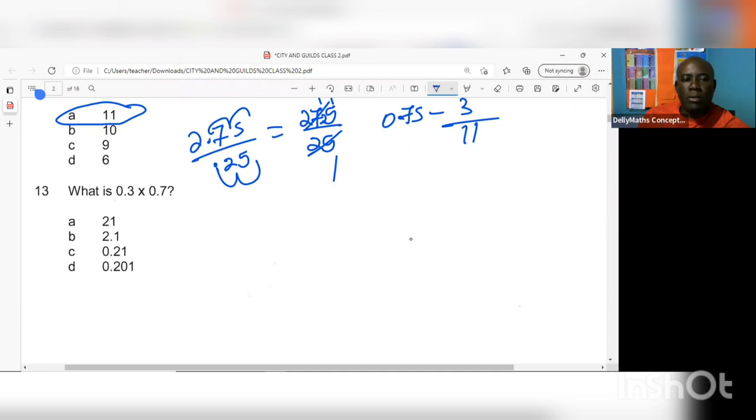With these, we're looking for 2 decimal places with a 0.21. So this is the answer, 2 decimal places.